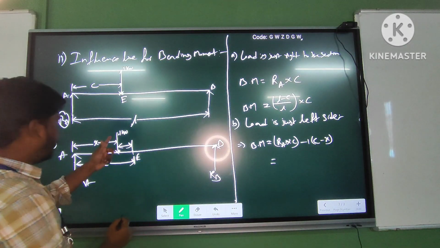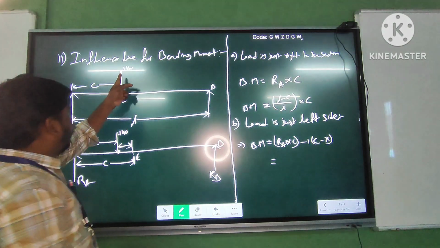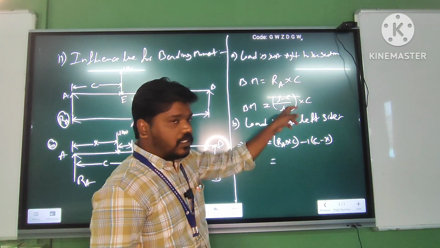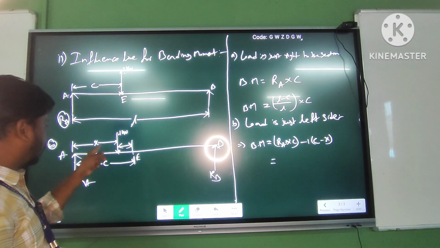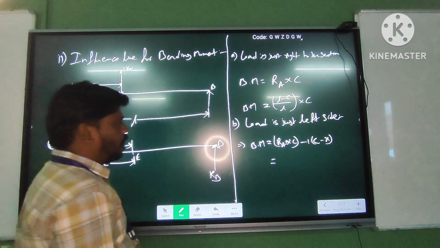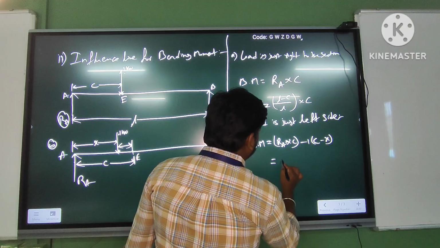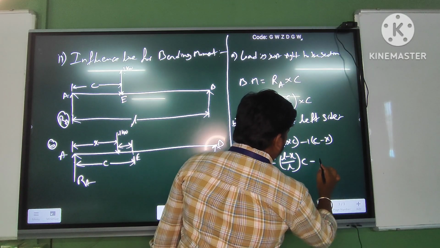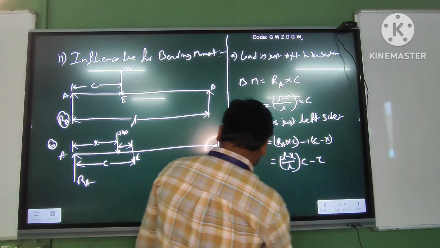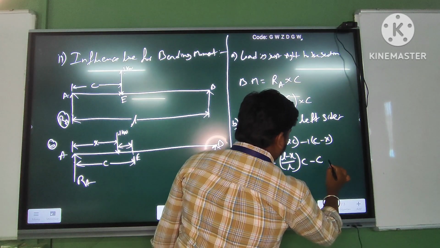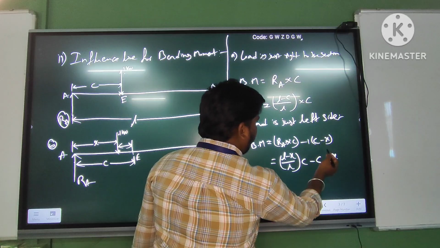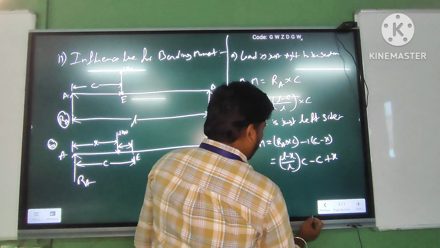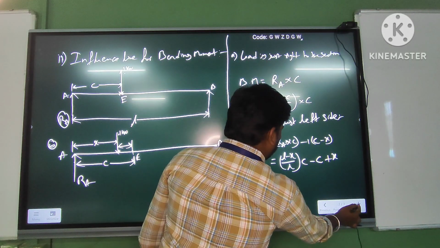Then what is RA in this condition? Earlier with the load at a distance of C, the RA will be L minus C by L. But here the load is at a distance of x meters from A. That's why we can write L minus x by L multiplied by C minus C plus x. Why? Because it will be minus into minus plus. We can write minus C plus x. We will move on to next page. L minus x.